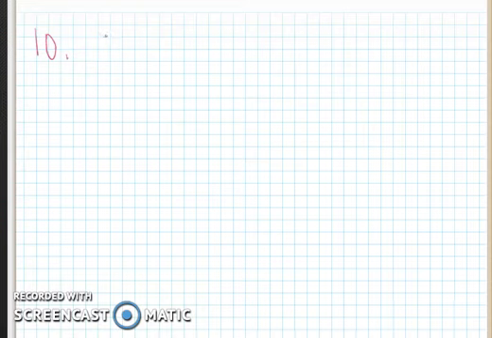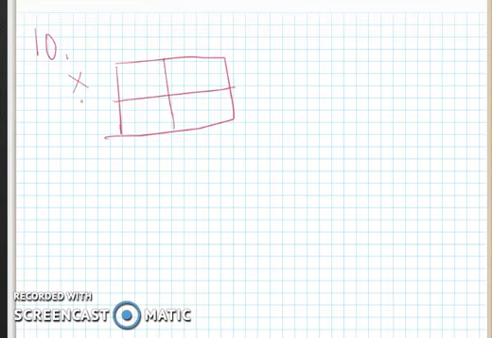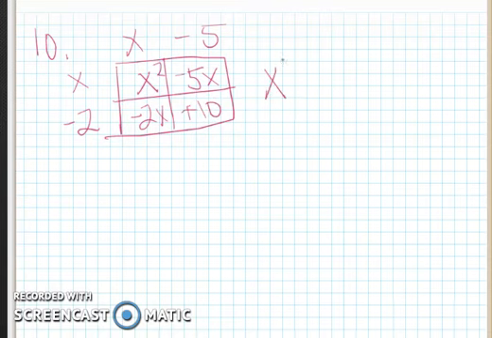Number 10, we finally get into some binomials. I'm going to set these up directly in box method. We get x minus 2 times x minus 5. X times x is x squared. X times negative 2 is negative 2x. This is negative 5x, and negative 2 times negative 5 is a positive 10. So we first write x squared. Then we're going to combine like terms. Negative 5 and negative 2 is negative 7x, and then plus 10.